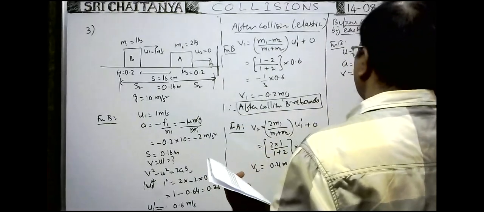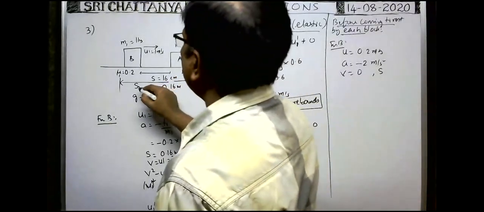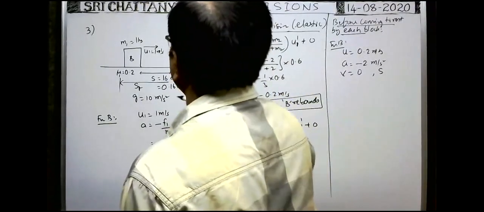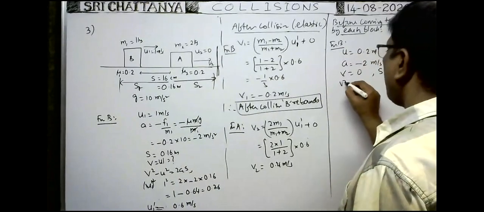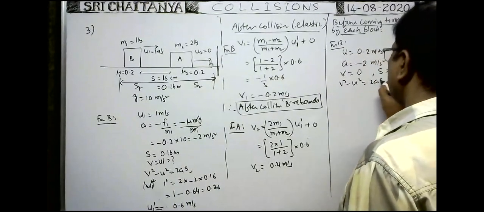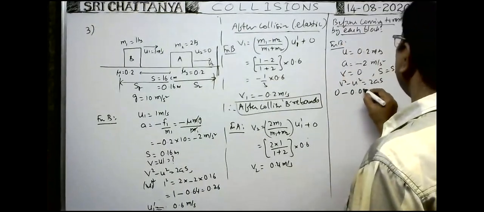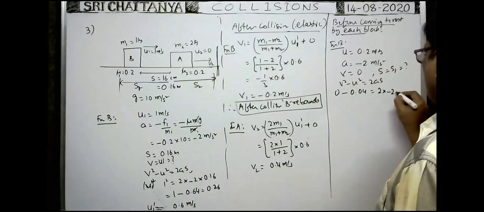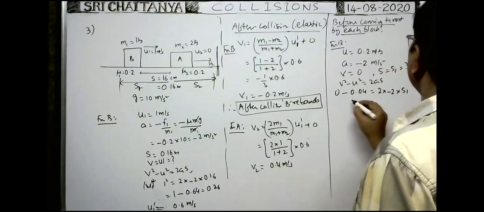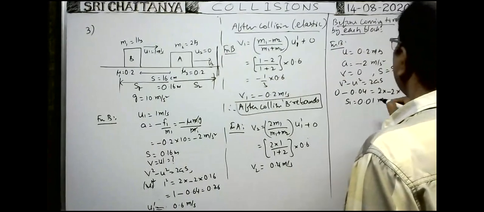Before coming to rest, what is the distance traveled? Distance traveled is s1. So from v square minus u square is equal to 2as. v square means 0, u square means 0.04, because 0.2 square is 0.04, equal to 2 into a, which is minus 2, into s1. Therefore s1 is equal to 0.01 meter.